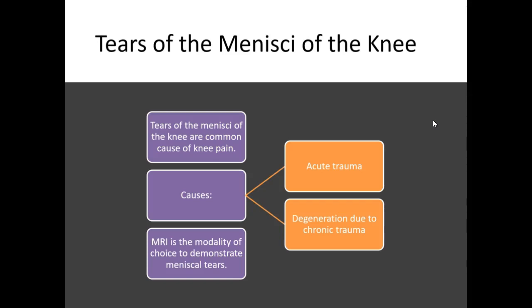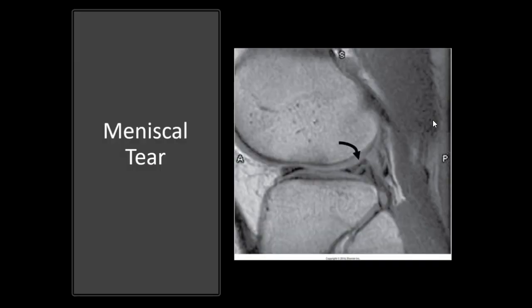Tears in the menisci of the knee. So tears are common in the knee and they cause knee pain. They can be acute from trauma or just degenerative, and MRI is your modality of choice. And you can see this little flap right there, and that is your meniscal tear in the knee.